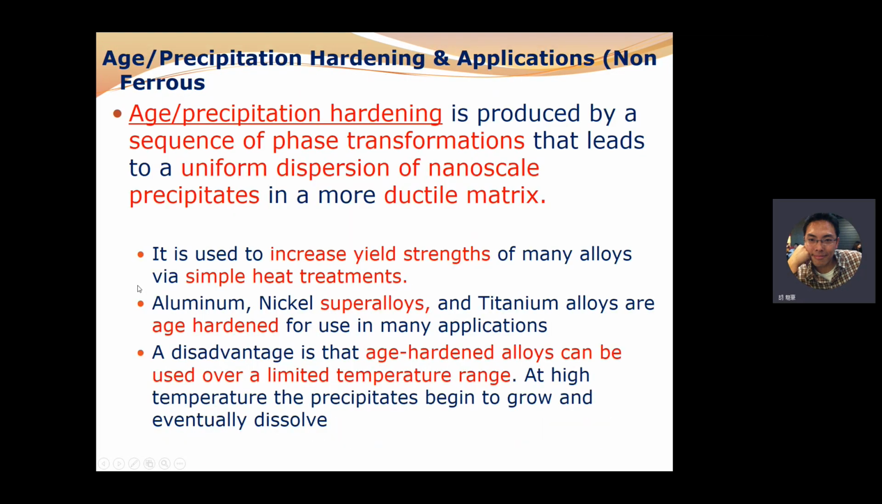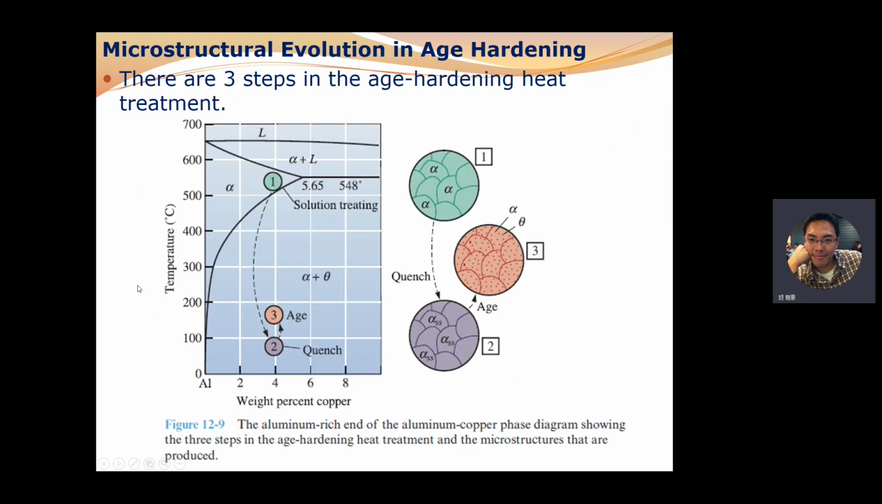So let's look at what this aging or precipitate hardening is. Precipitate means the second solidified form, right? And this precipitate can be coherent or non-coherent, and coherent precipitate has the ability to block this dislocation movement. Okay, so there are 3 steps in age hardening heat treatment.